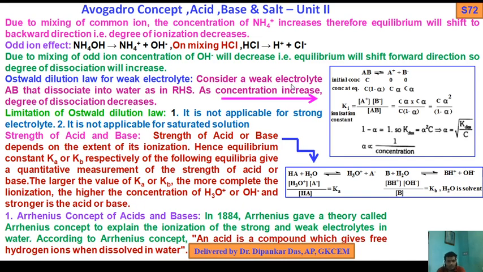Consider a weak binary electrolyte AB that dissociates in water. As concentration increases, the degree of dissociation decreases. How? Suppose AB dissociates into A plus and B minus. Initial concentration is C before dissociation, and 0, 0. Concentration at equilibrium is C(1 minus alpha), C alpha, C alpha.